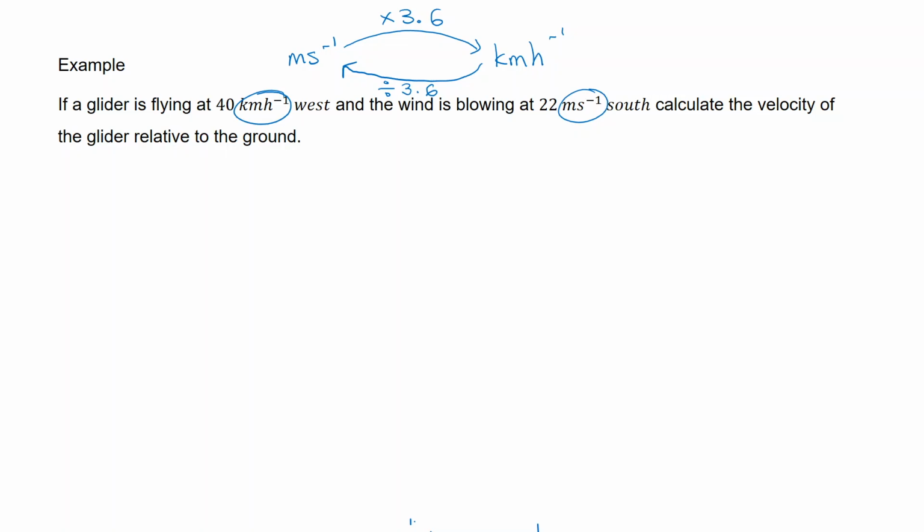So converting to metres per second, I divide by 3.6. 40 divided by 3.6 equals 11.1. Let's stick with two significant figures to match the 40, so we'll just go 11 metres per second. What is this? West. Okay. Now, just a side note, writing metres seconds to the negative 1 is exactly the same as writing metres per second. So do one or the other, not both.